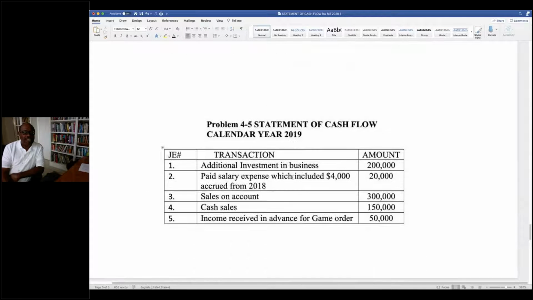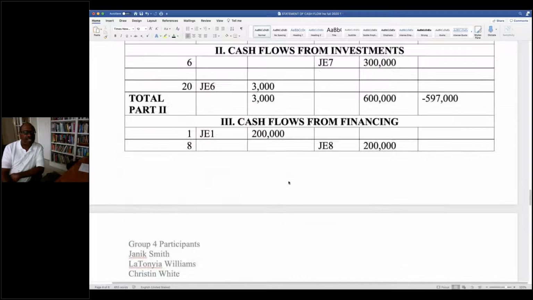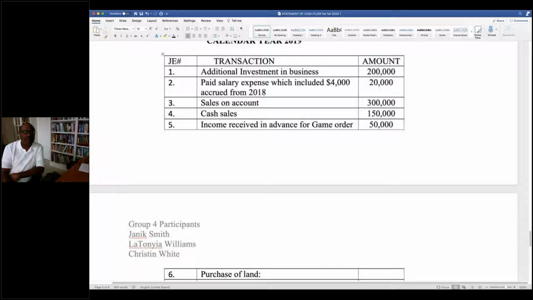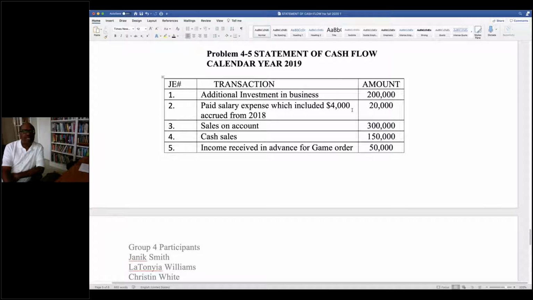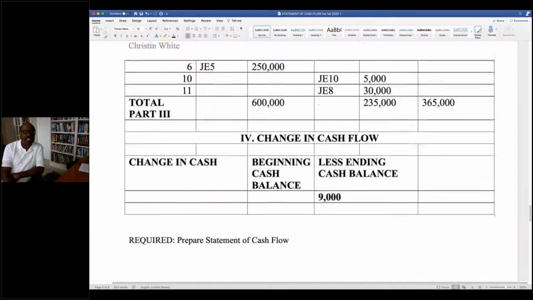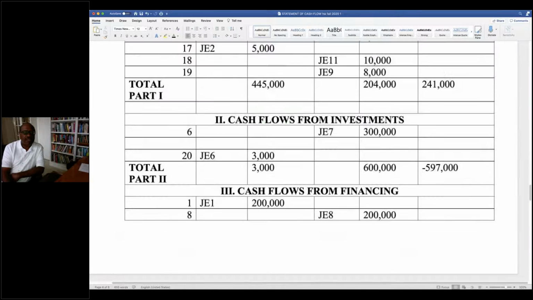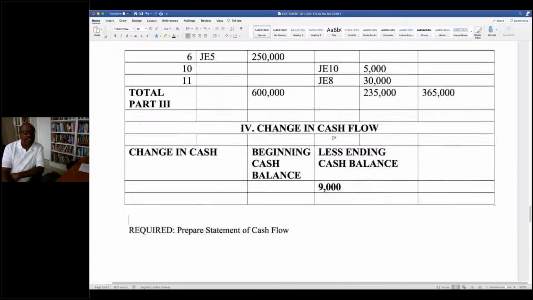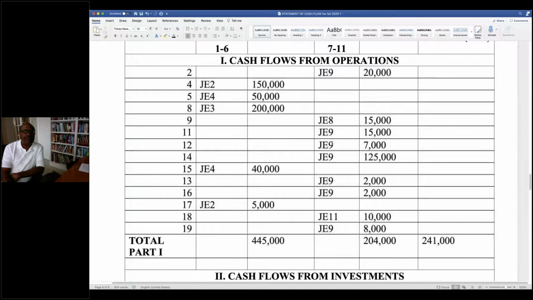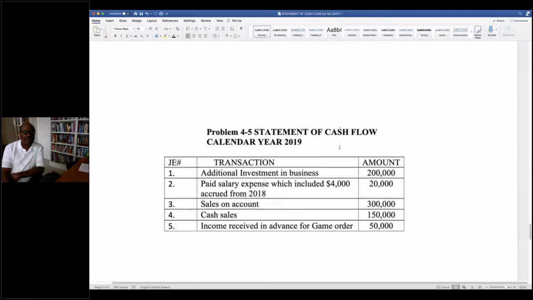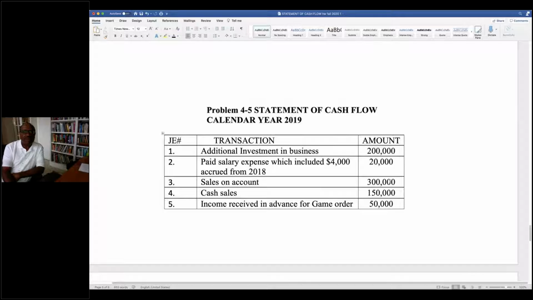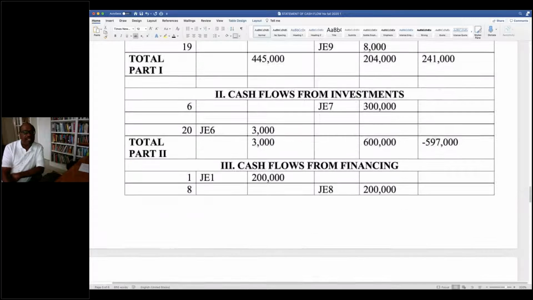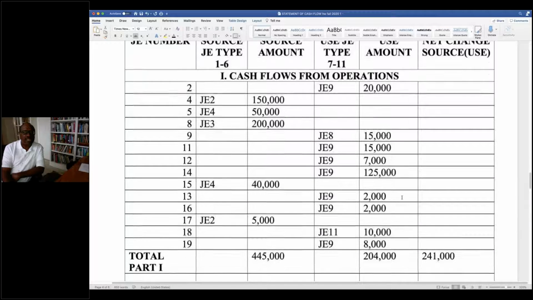So I've been having y'all change up additional investment, 200,000. Got that there. Paid salary expense, which included $4,000 accrued from 2018. Got that, 20,000. Sales on account 300,000. Do you have that 300,000? I guess not, so it should have been scratched. Income received in advance, 50,000. Got that.